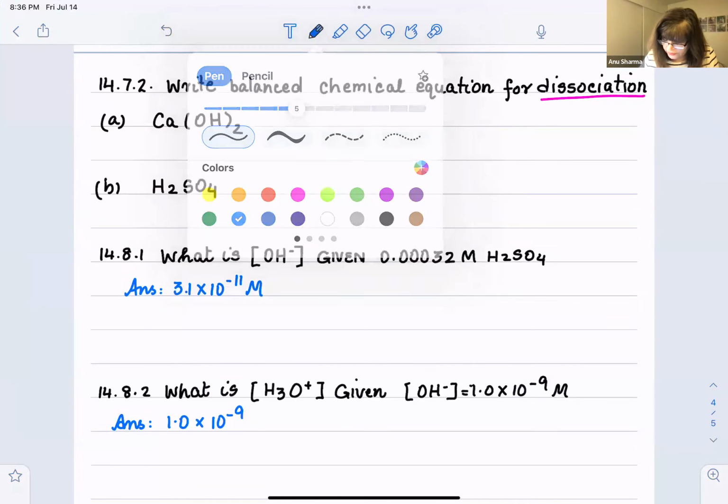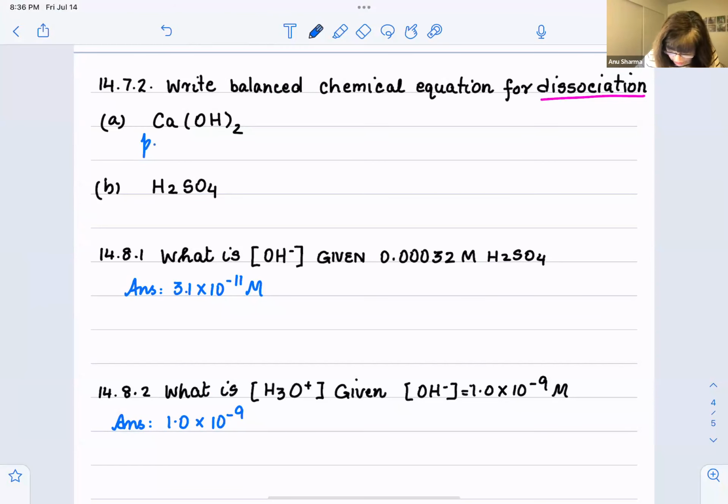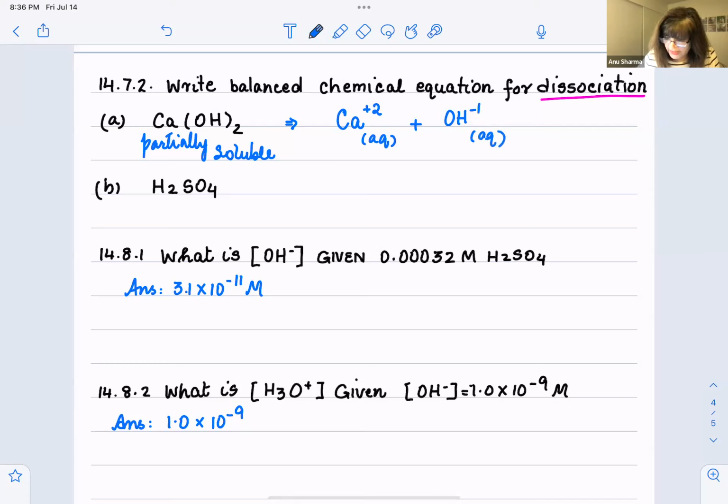Next is write a balanced chemical equation for dissociation of ions. How is this going to work? Now, calcium hydroxide could be partially soluble, remember from the solubility table. It gives you calcium ions, group 2A, aqueous, plus OH minus one charge, aqueous. How many OH are liberated? Two. So this is the balanced equation. It is partially solid and partially soluble in water, so we can still consider it aqueous.